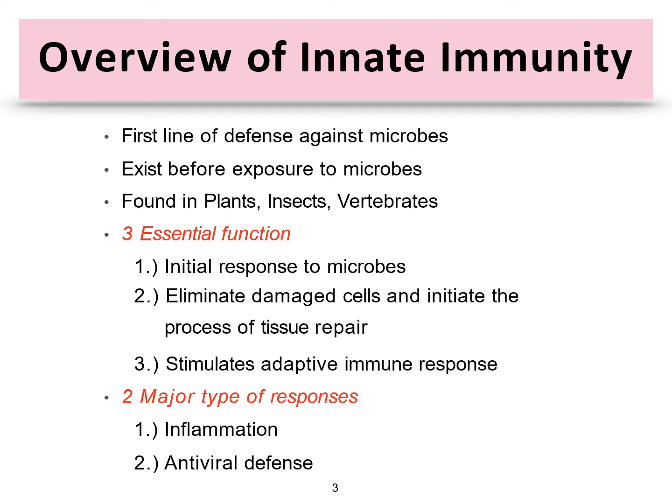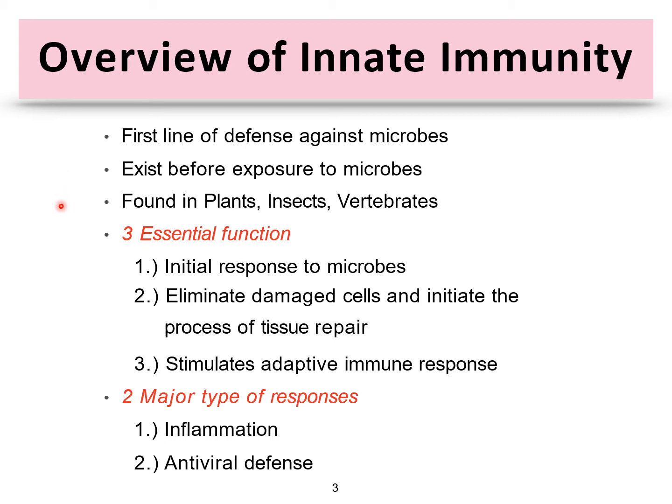The overview of innate immunity: it is the first line of defense against microbes. So whenever microbes or any microbial organism enters into the body, the innate immunity is the first line of defense. That means it comes into action first of all, and it exists before exposure to the microbes. So that immunity exists in our body even if our body is not exposed to the microbes, it is present in the body, and it is found in plants, insects and vertebrates.